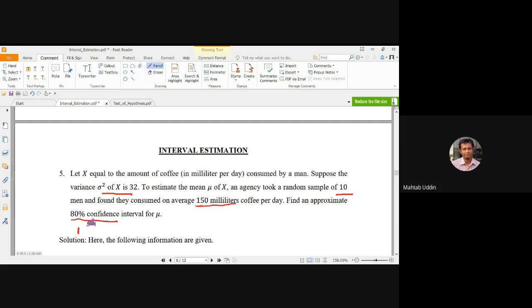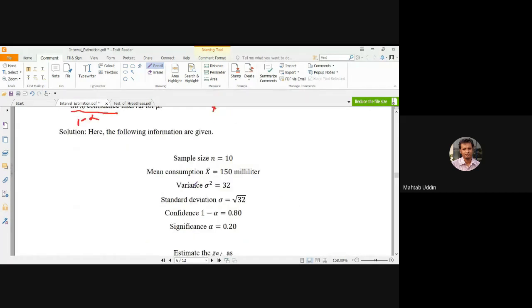This is 1 minus alpha. This is x bar. This is n. So all sorts of information are in our hand. You are right. Sample size was 10. The mean consumption is directly given as 150 milliliter. Variance is 32, so sigma is 0.32. Confidence is 0.80, so significance 0.20.